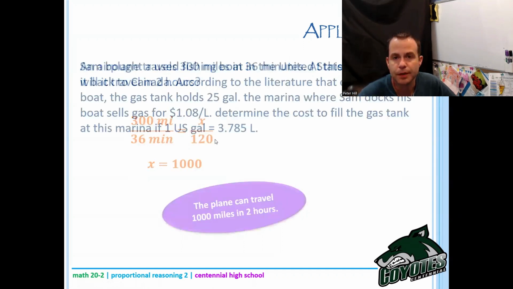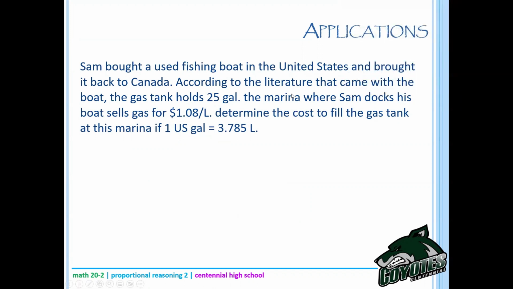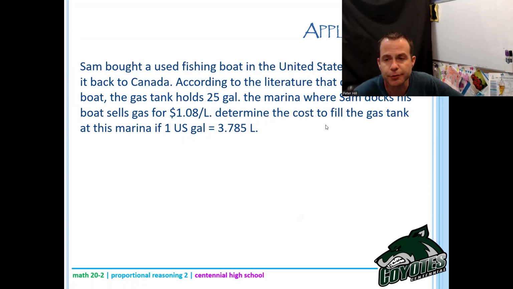All right. I'm going to hide myself for this one as well. Sam bought a used fishing boat in the United States and brought it back to Canada. According to the literature that came with the boat, the gas tank holds 25 gallons. The marina where Sam docks his boat sells gas for $1.08 a liter. Determine the cost to fill the gas tank at this marina if 1 US gallon is 3.785 liters. So the first thing I need to do is use this to figure out how many liters that 25-gallon tank is.